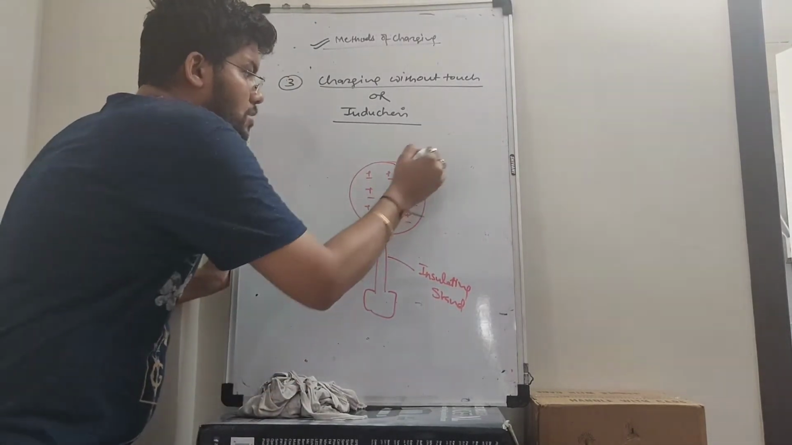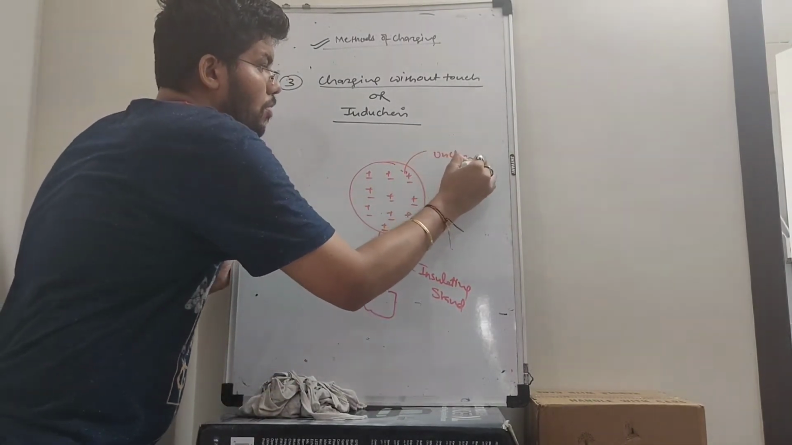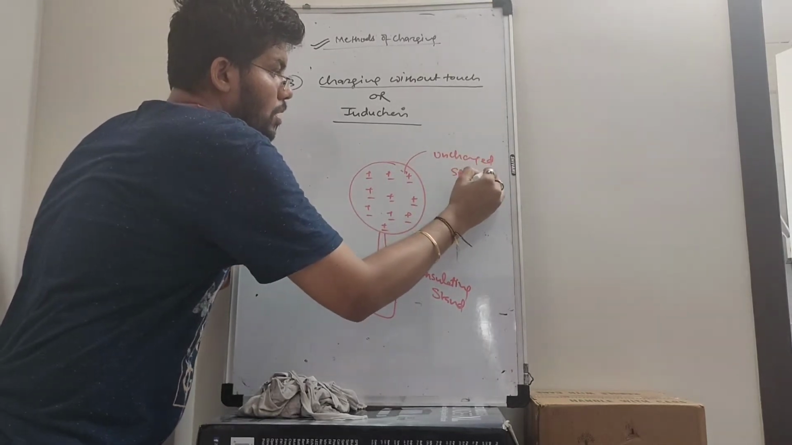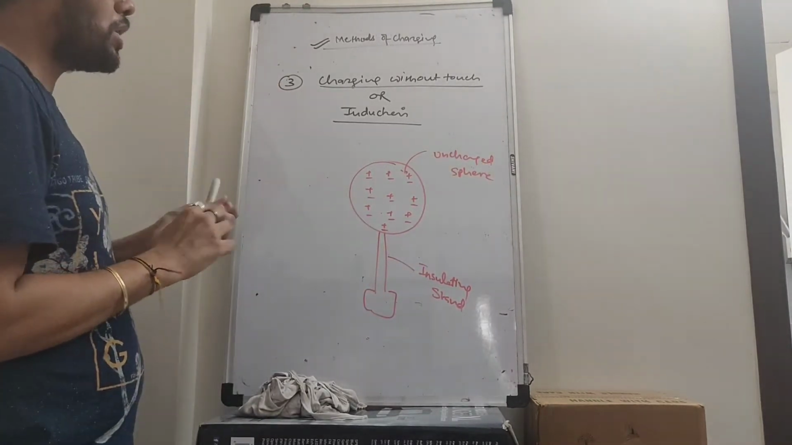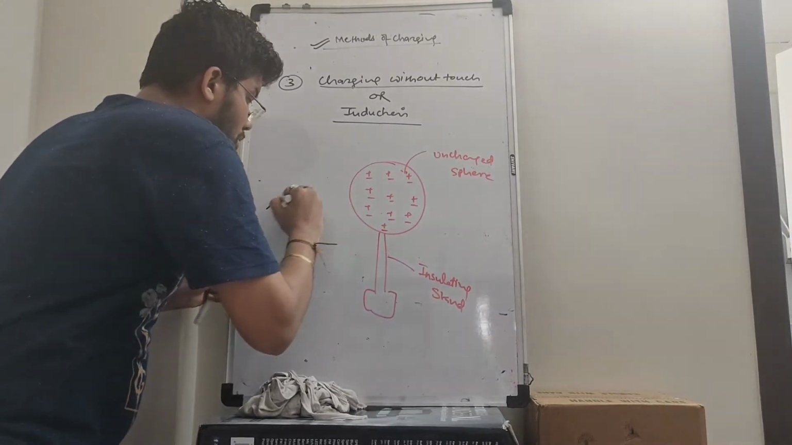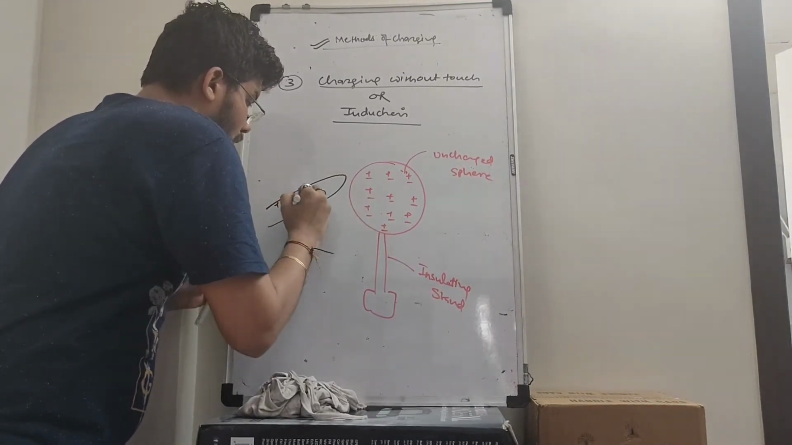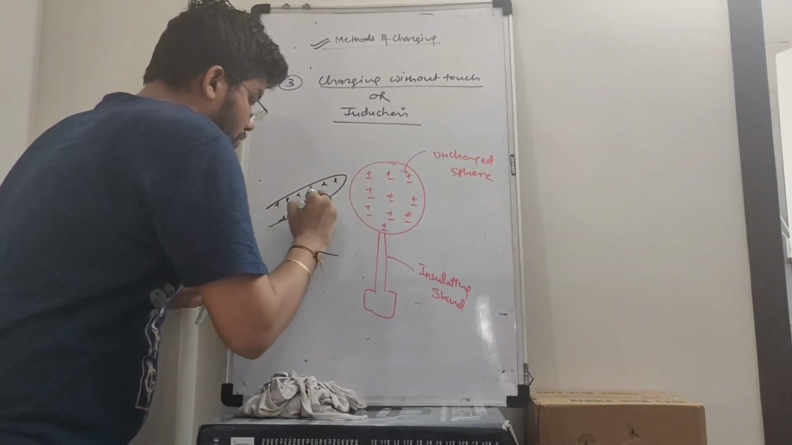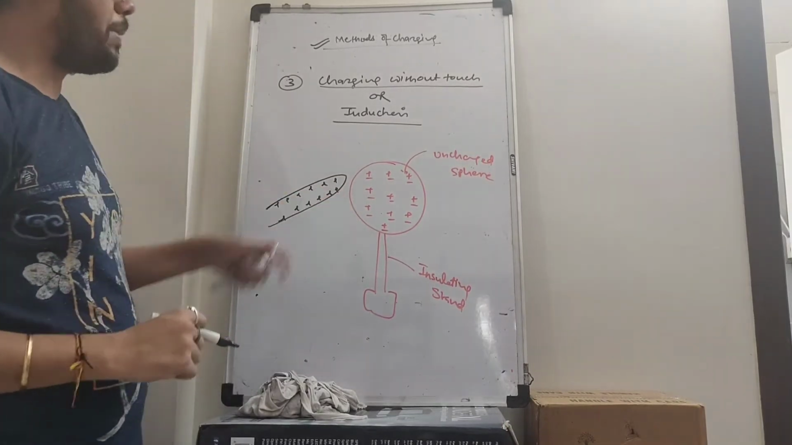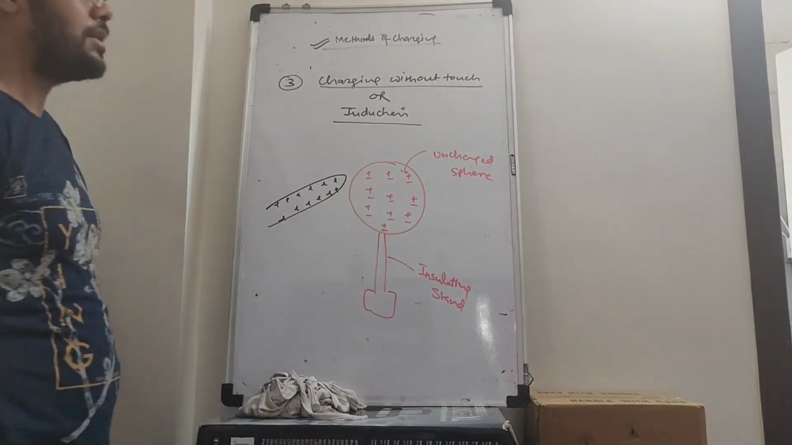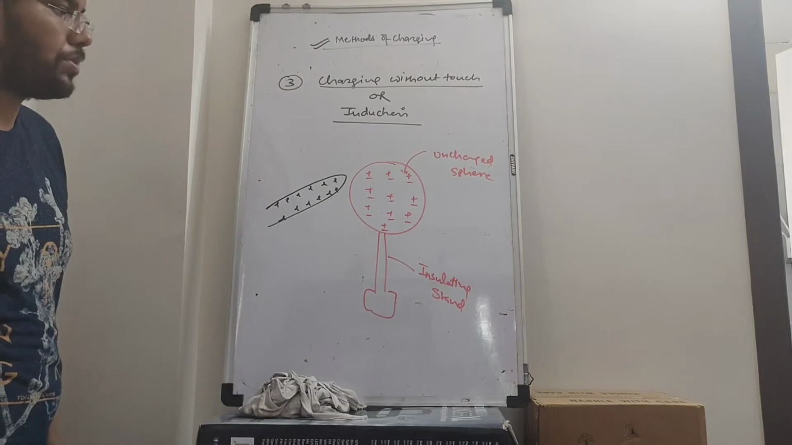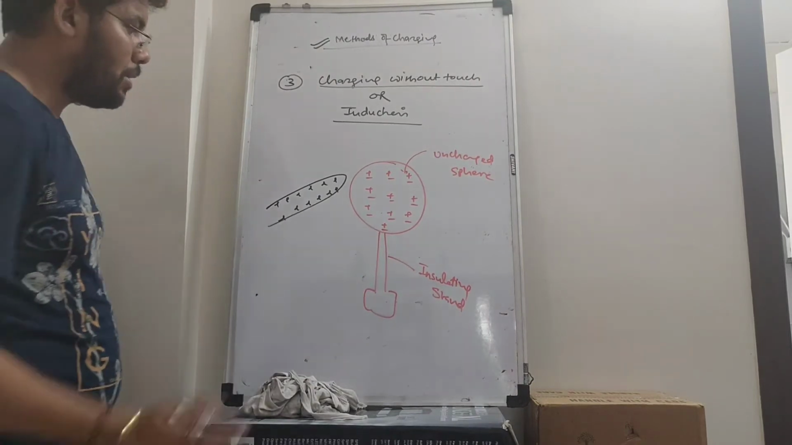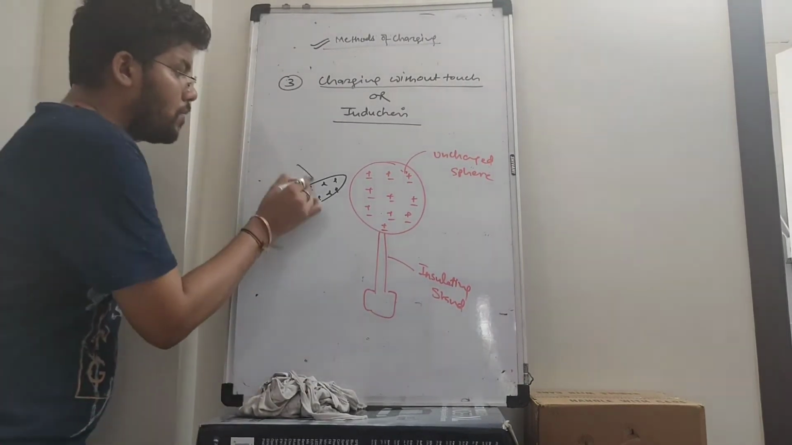And this uncharged sphere is placed nearby to the charged system. Suppose I am taking a charged system, a positively charged rod. A positively charged rod is placed nearby to this uncharged sphere. Now what will happen?